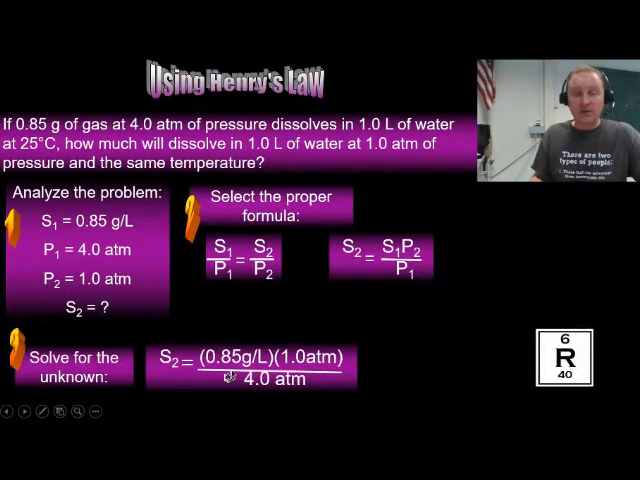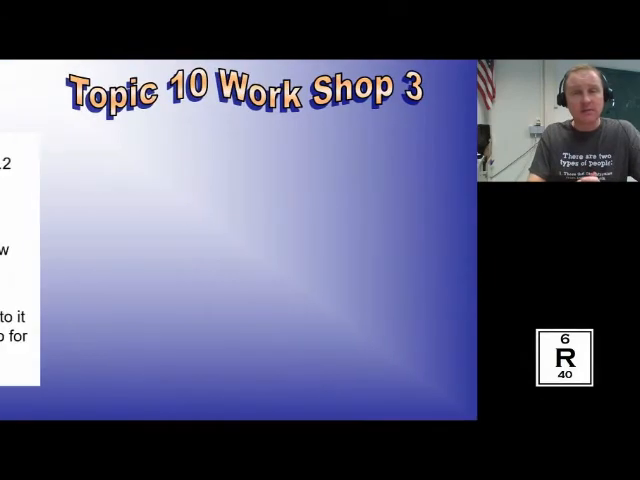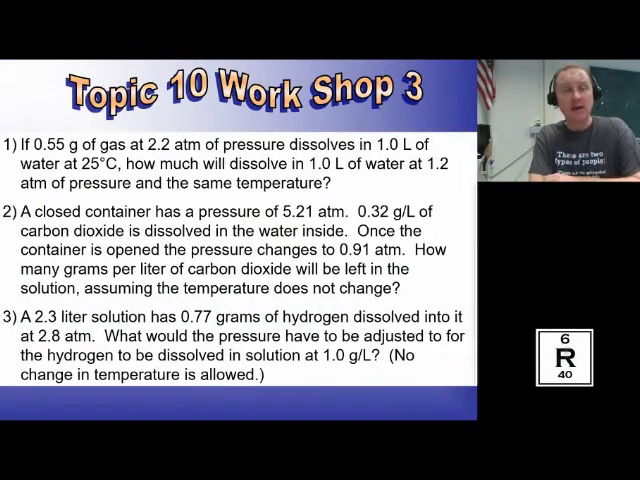Now let's put in our real values here. Our first solubility is 0.85 grams per liter. Our second pressure is 1 atmosphere, and this is all over 4 atmospheres of pressure. So we're going to take this number, multiply it by this, and divide by 4. And I got 0.21 grams per liter, and I think you're probably going to run it through and agree with me. So that is Henry's law, guys. Let's do some practice problems with this just to give you the idea of questions that I might ask on my tests.